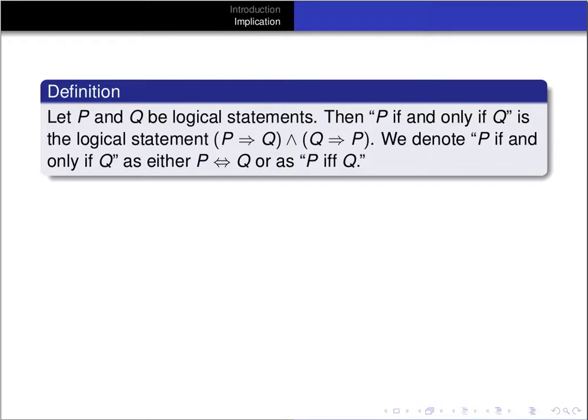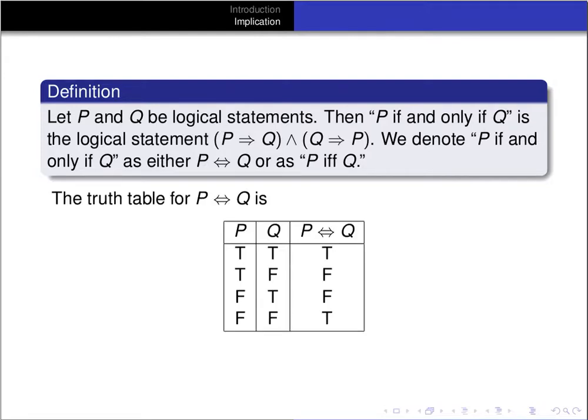Closely related to implications are biconditionals. If p and q are logical statements, then the statement p if and only if q is the logical statement p implies q and q implies p. We'll denote p if and only if q with the double arrow between p and q, which we read as p if and only if q, or as p iff q. Either one, the double arrow or the iff, means if and only if, and we refer to such a statement as a biconditional.